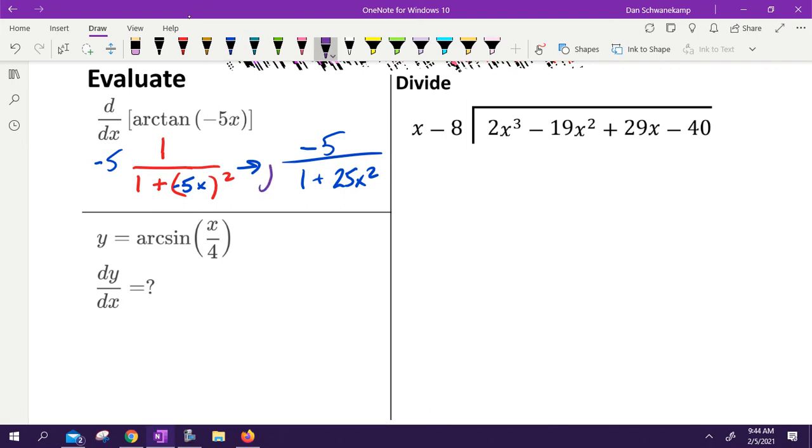And today what we're doing is the antiderivative of that. We've got to go from this back to that, and that's kind of tough. Okay, but we're going to figure out how to do that by the end of the day.